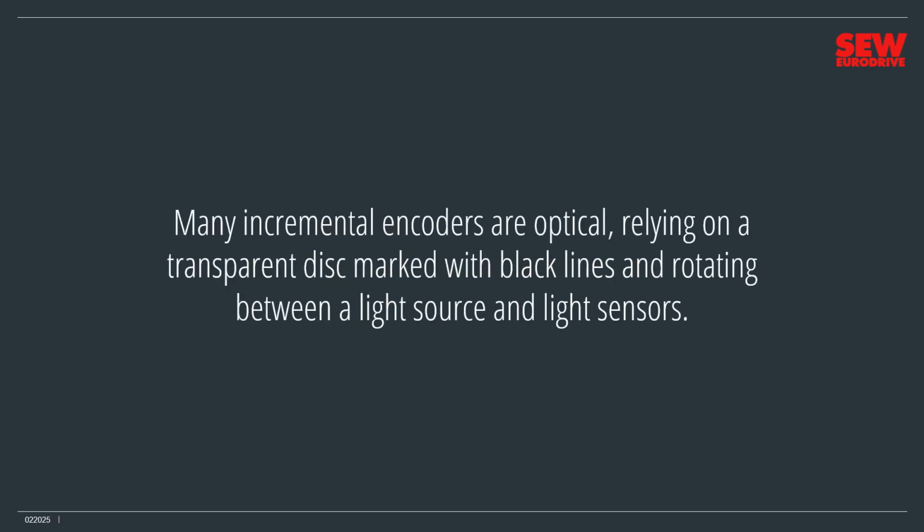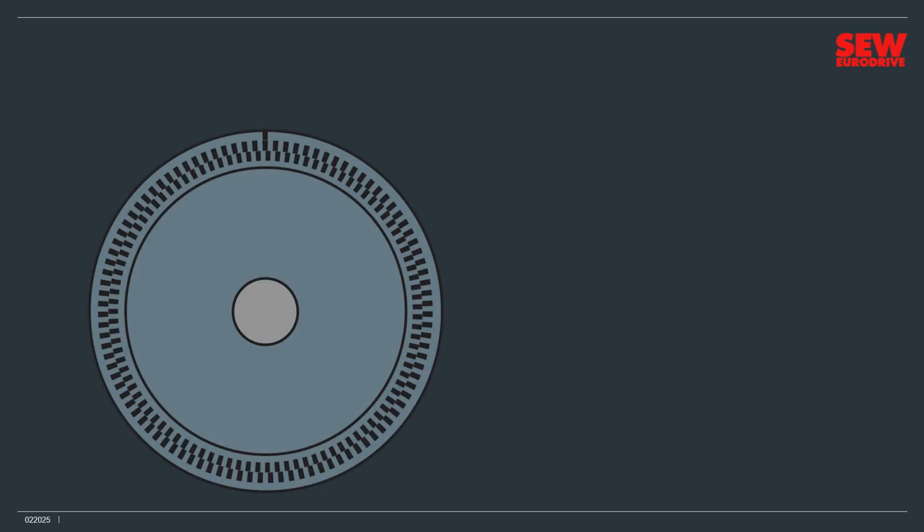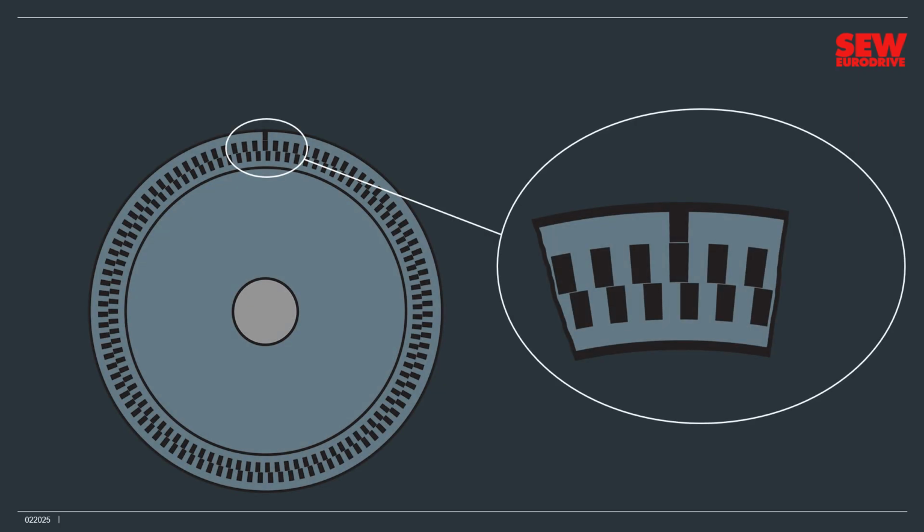Incremental encoders use one of several technologies to generate their pulses. Many incremental encoders are optical, relying on a transparent disc marked with black lines and rotating between a light source and light sensors. This encoder disc has three concentric tracks around its edge. The first is the index track, or Z-track. It has just one mark, which indicates when the encoder is at its zero position. The second and third tracks are the A and B tracks. They're identical except that they're offset from each other by half the width of a black mark. In a few moments, you'll see why they're set up this way.